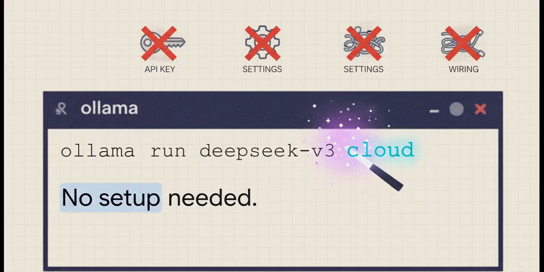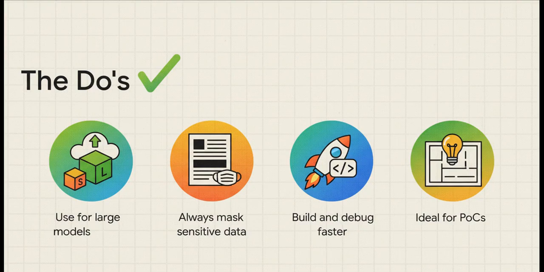And honestly, it really could not be any easier. If you've used Ollama before, the command is exactly the same. You just add one little word at the end. Cloud. That's it. No complicated setup, no API keys to juggle. You just tell it to run in the cloud. It's that simple. Now for a few pro tips.